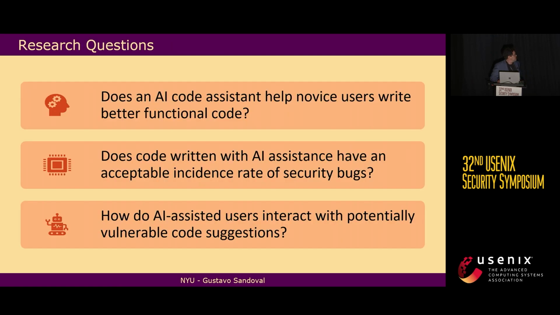So our research questions were: does AI help users write better functional code? Does AI assistance help or hinder in terms of the incidence rate of security bugs? And how do AI-assisted users interact with potentially vulnerable code suggestions?